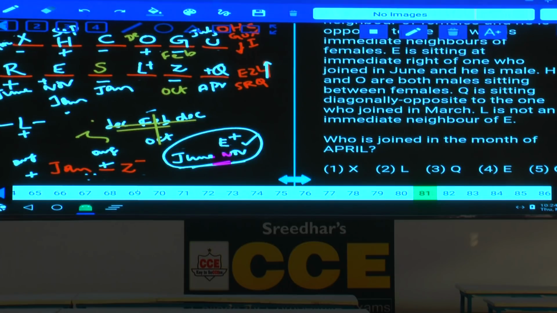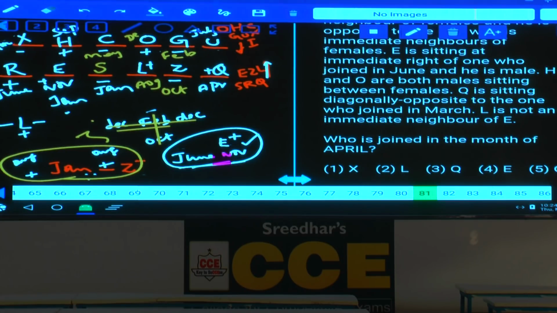Then tell me what are the other months left over? August is one. Any information regarding this August here? Jan and August are adjacent to each other. As Jan is here, August must be at this place. If August is here, tell me what is the other thing left over? May is the month left over and C must be in the month of May. Clear? This is the information we have.